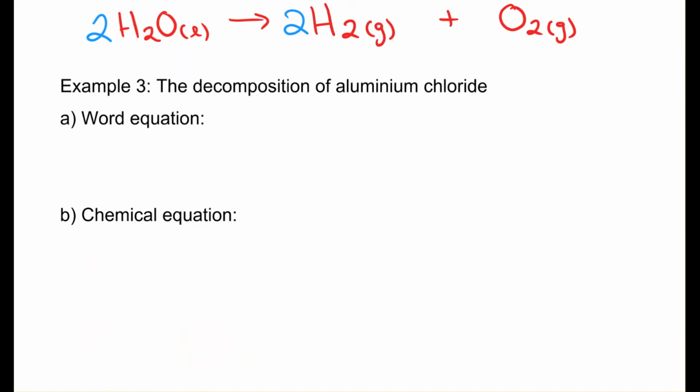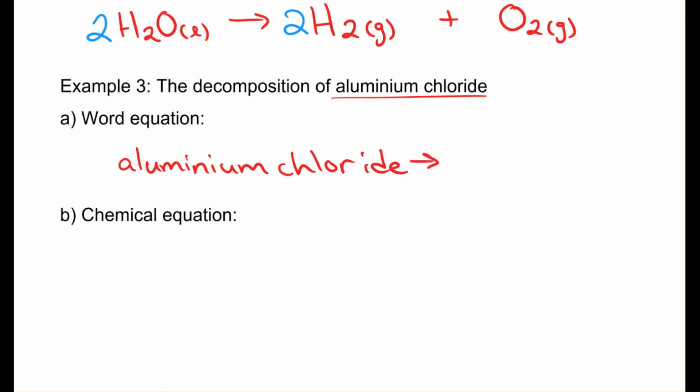So let's look at the decomposition of aluminium chloride. Well, we've got to start with a word equation. So we're going to start with aluminium chloride, and this is going to break up into its two elements, which hopefully is not surprising. Aluminium and chlorine. We're running out of room. Got it. There we go.